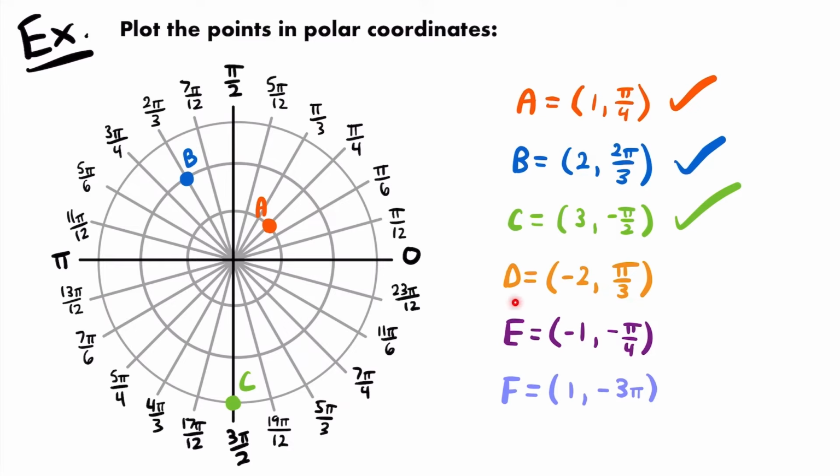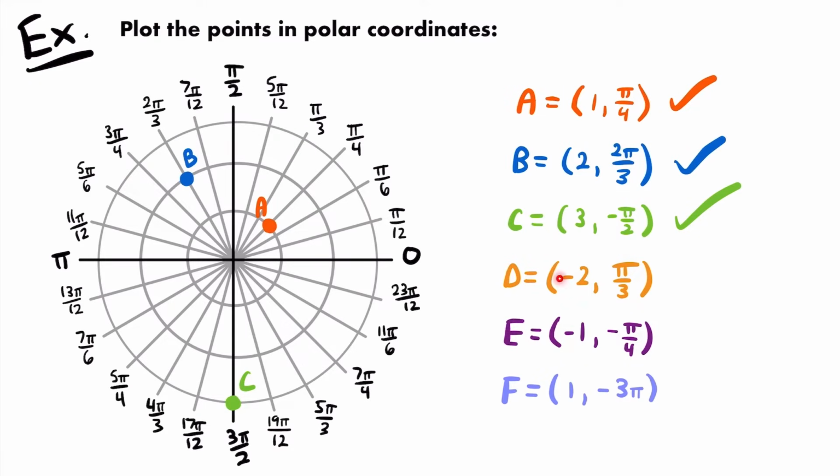Now let's work on plotting D. D is equal to negative 2 comma pi divided by 3. So we'll start with the angle. Our angle is positive, so we are going to measure in the counterclockwise direction. So we start at our polar axis, measure up to pi divided by 3. That's this line right here. But then our radius is negative 2.